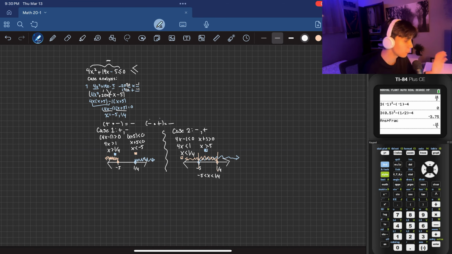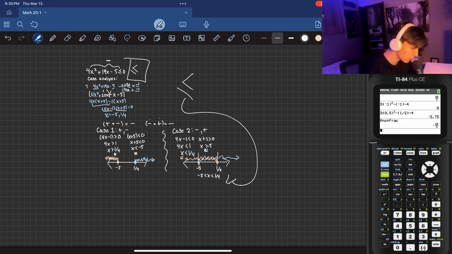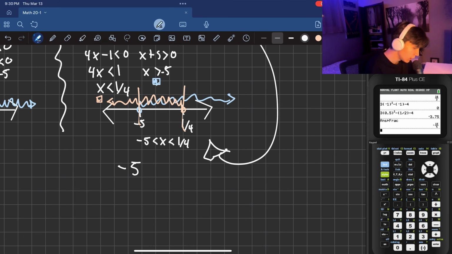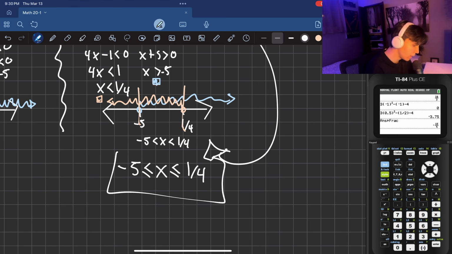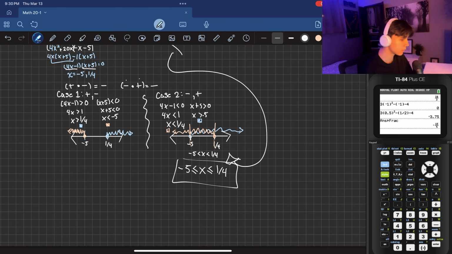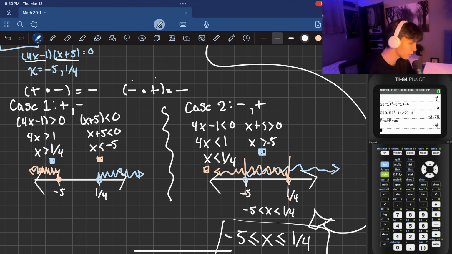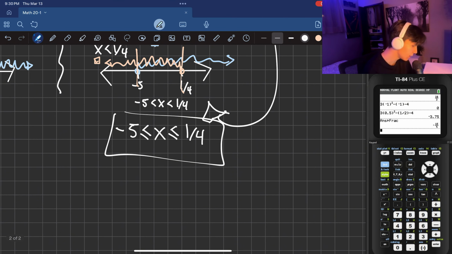And now this is where we go back to our original equation. Remember, we had a less than or equal to sign. All we're doing is bringing that back and putting it into our final solution. So you have -5 less than or equal to x is less than or equal to 1 over 4. And this is going to be the solution to your first equation using case analysis.